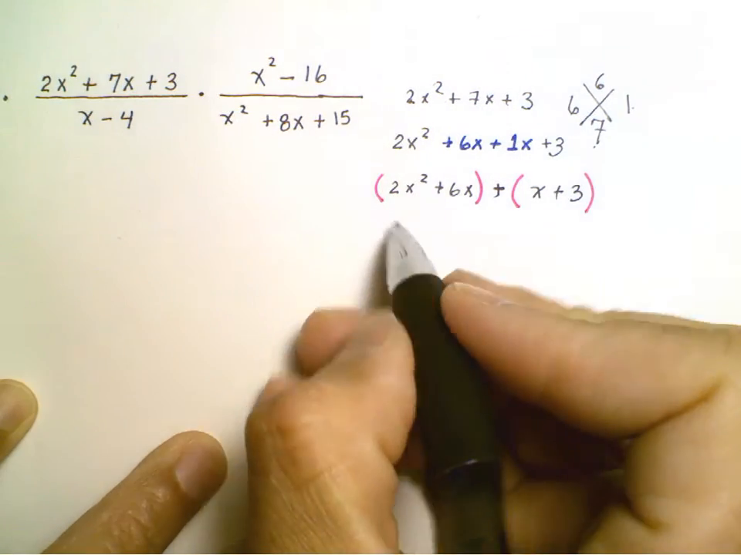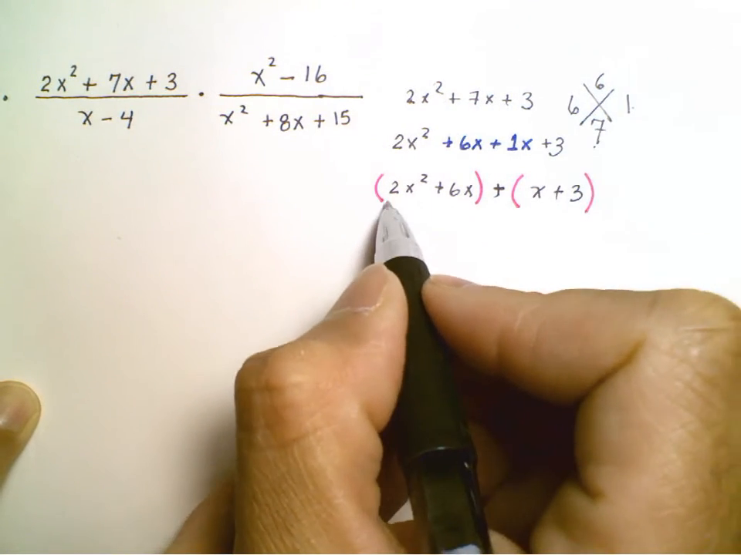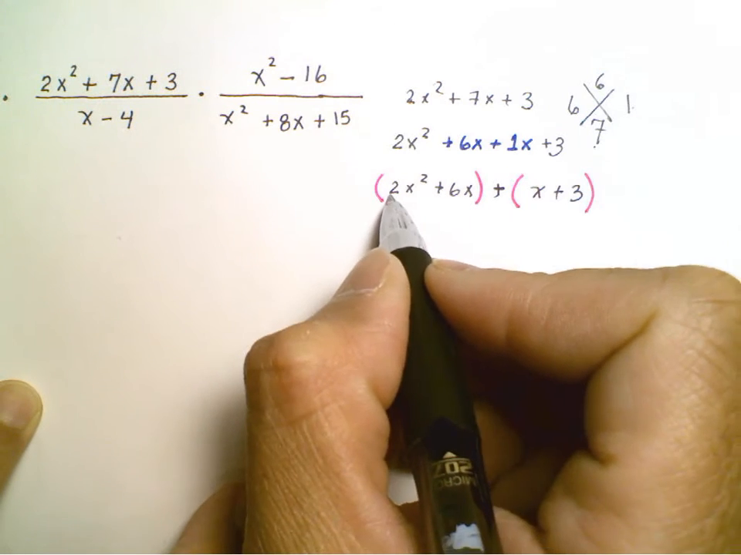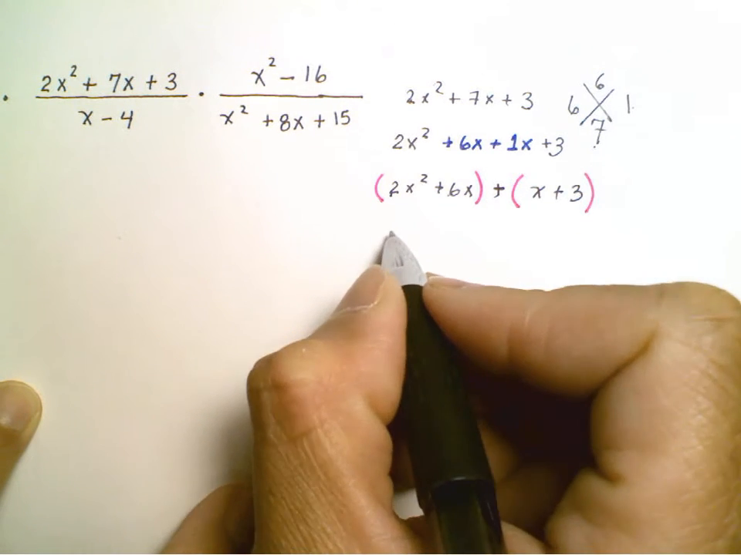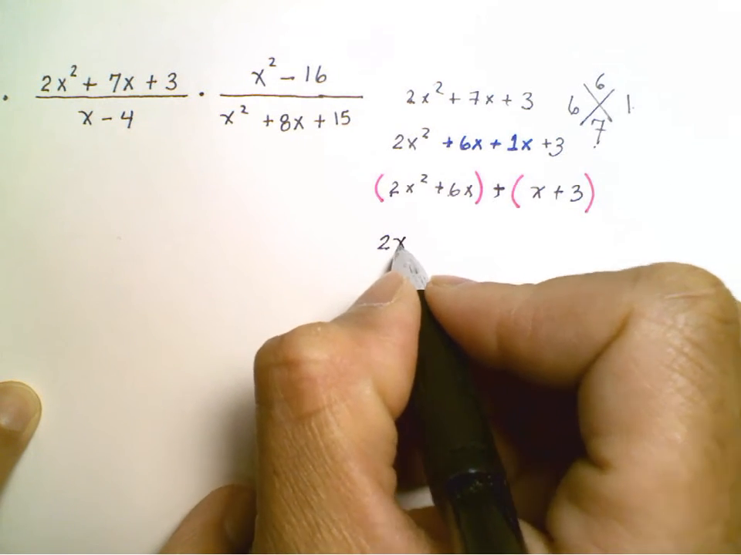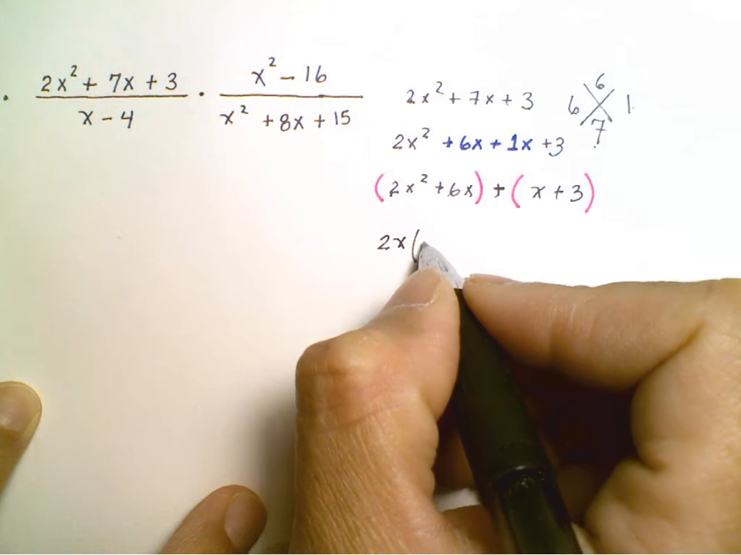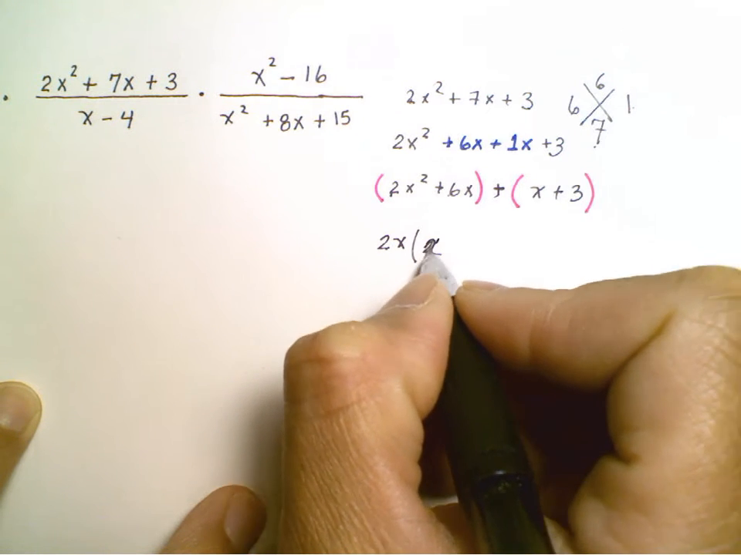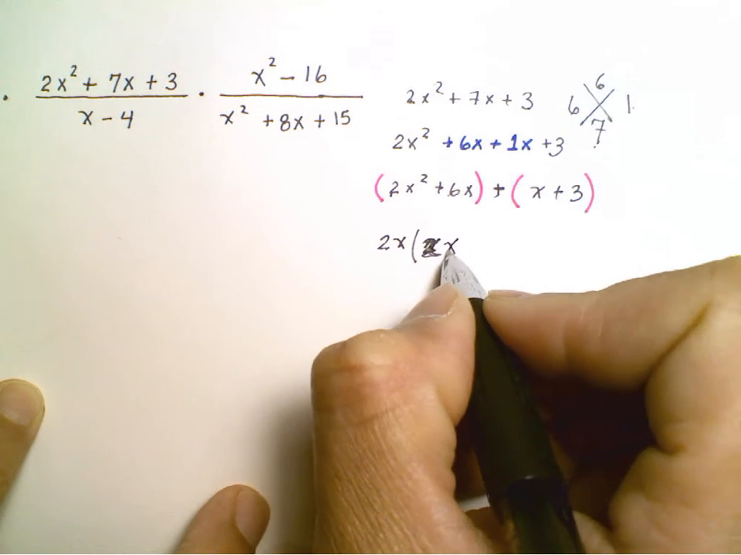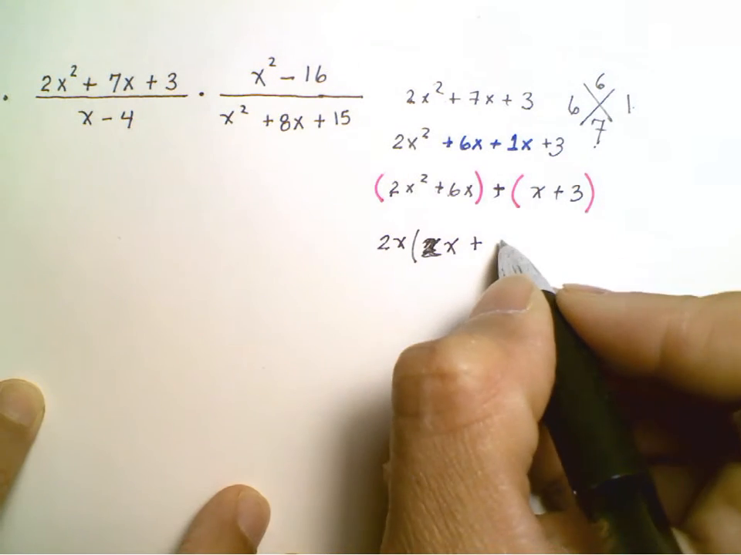Okay, the first parenthesis you can factorize by greatest common factor. I have 2x squared plus 6x. So the greatest common factor between 2 and 6 is 2. And then you have x squared and x, which is x. Open parentheses, so you have x in the first parenthesis. I'm going to write 2. So this is x plus 3.